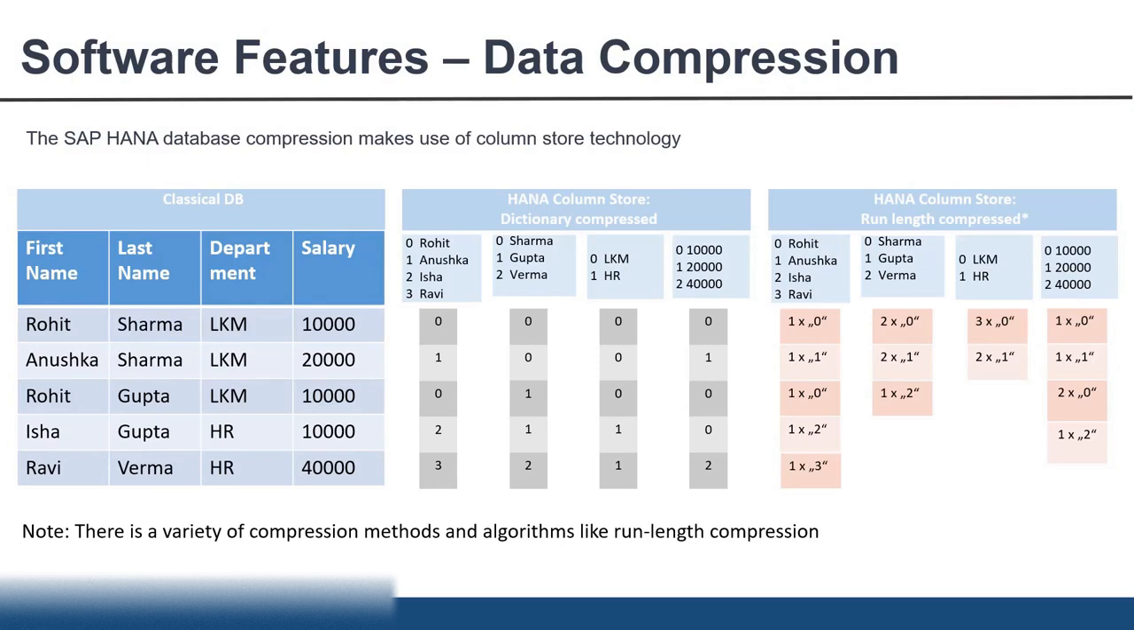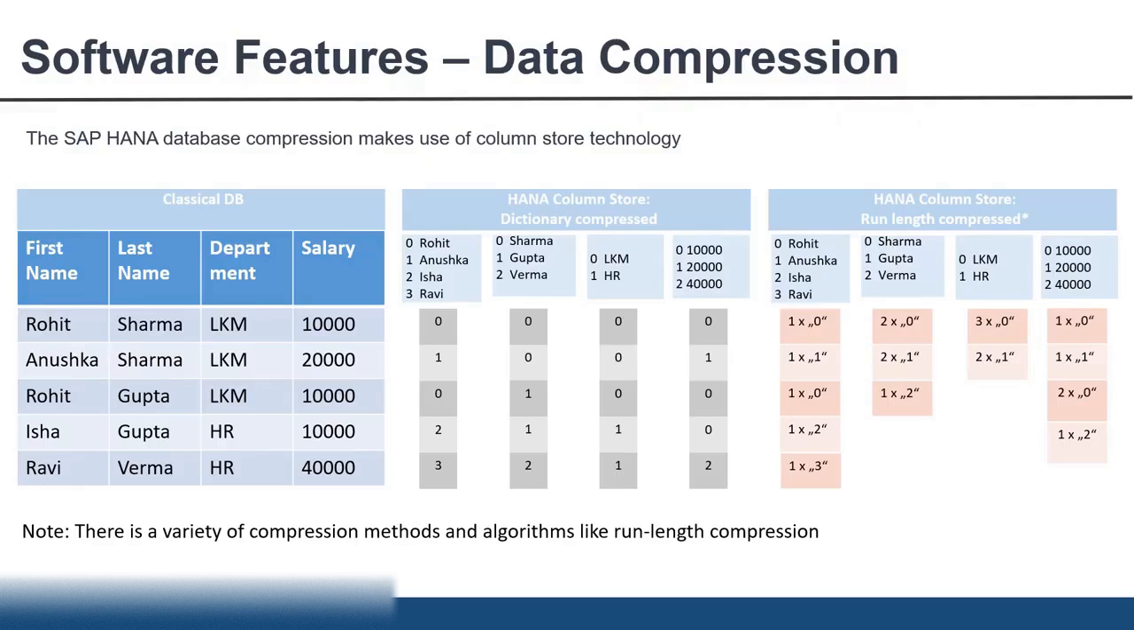If you see the third column, the department, with values LKM and HR: the LKM value has index number 0, which is appearing for 3 times, so it says 0 is appearing for 3 times. The next value HR has index 1 and is appearing for 2 times, so it shows 1 is appearing for 2 times. Like this, different compression algorithms are executed automatically at the back end, and the system compresses the data while storing it in the database.